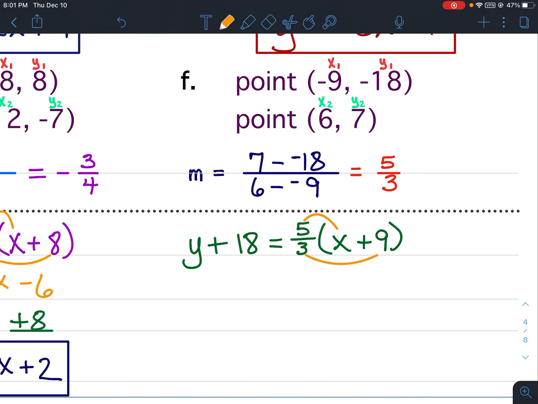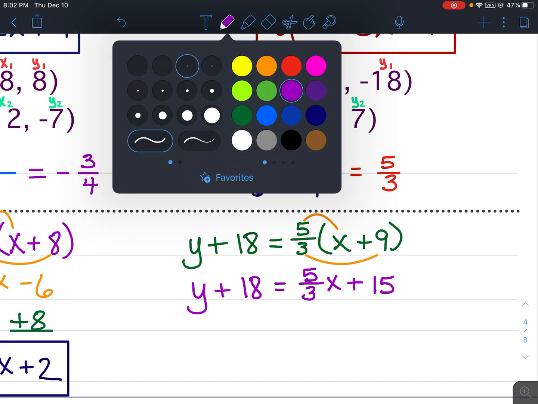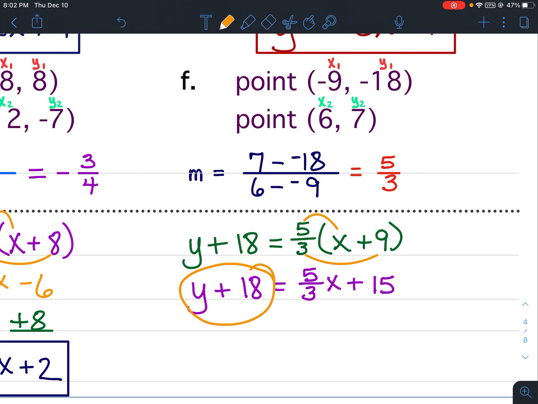So the y plus 18 would stay the same. 5/3 times x would be 5/3 x. And 5/3 times 9, again, use your calculator if you need to, but 3 goes into 9 3 times, and 3 times 5 is 15. Since they're both positive, it would be positive 15. One step left, and that step is to isolate the variable y. I want to get y by itself, so the opposite of adding 18 would be to subtract 18 from both sides of the equation.